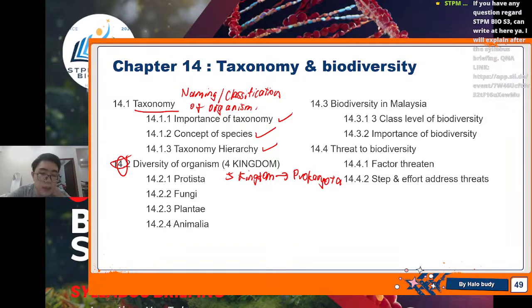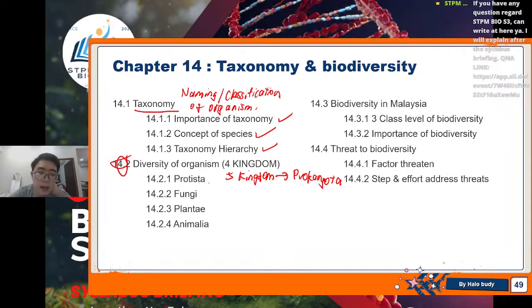So in this chapter, in our syllabus, we only learn the 4 kingdom system. So our kingdoms are Protista, fungi, plantae, and animalia. I think you are very familiar with these 4 terms lah. You already heard them since primary school. Protista, fungi, plantae, and animalia. Plantae is plant, animalia is animal.